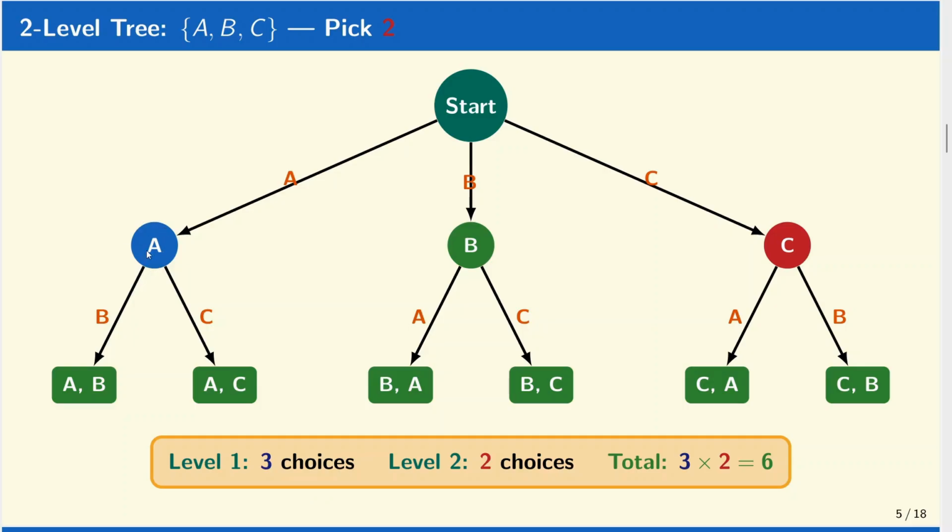Now we need to make our second pick to complete our pair. Since we have already used A, only B and C are left in our set. So from the circle A, the tree branches out into 2 paths, one leading down to B, giving us the final pair AB in the green box, and one leading down to C, giving us the final pair AC.